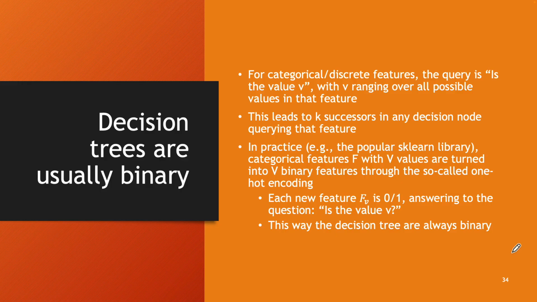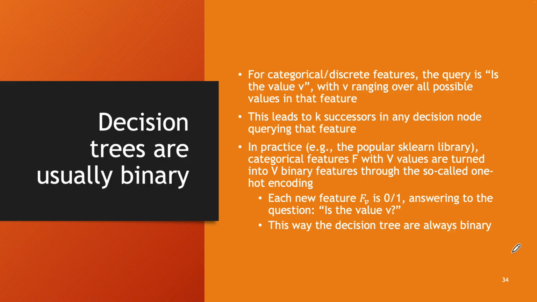So, in other words, instead of having a categorical feature f with v values, you are going to replace this feature with v binary features, and they are going to have just value 0 and 1 depending on the answer to the question, was the value in your data point v? And then you will have another encoding for another possible value in that feature, and so on. So if you do a one-hot encoding and you replace categorical features with it, the decision trees are always going to be binary.